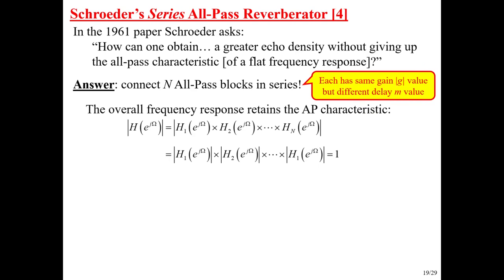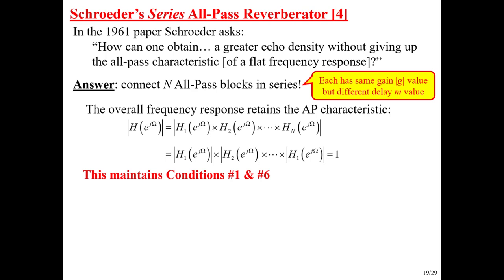So let's look at it in the frequency domain. If we have a cascade, the frequency response of the cascade is just the product, and the magnitude of a product is the product of their magnitudes, and each of these goes to 1. So the product is 1. So a cascade of any number of all-pass filters, even different ones, is still all-pass.